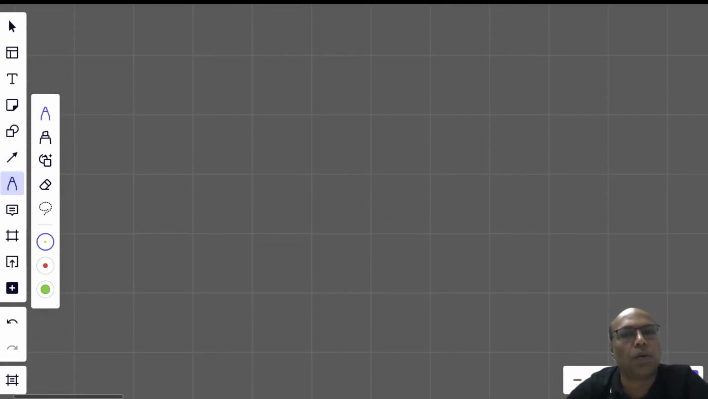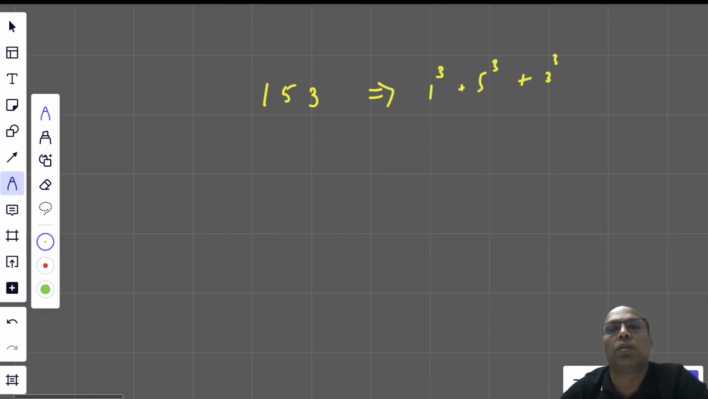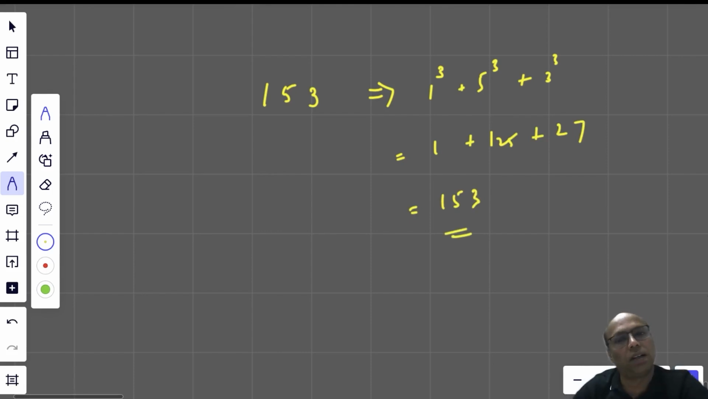A simple problem. You need to find whether the given number is an Armstrong number. What is an Armstrong number? I have already told you in the if else I taught you. 153. 1 cube plus 5 cube plus 3 cube. 1 plus 125 plus 27. How much did it become? 153. Got it?